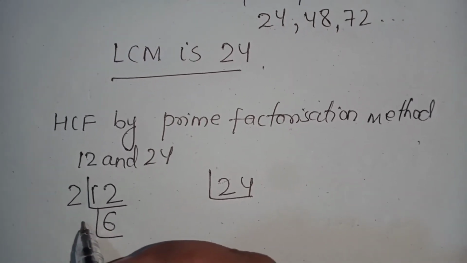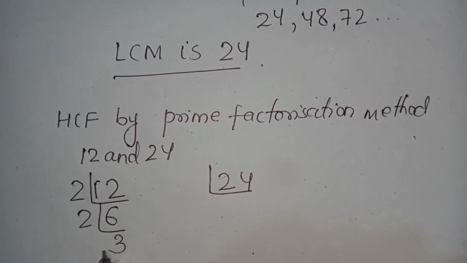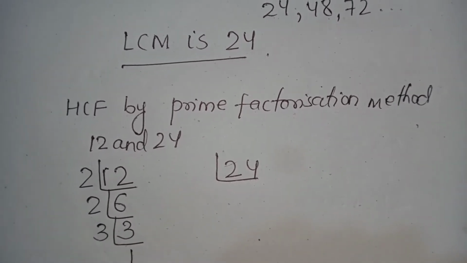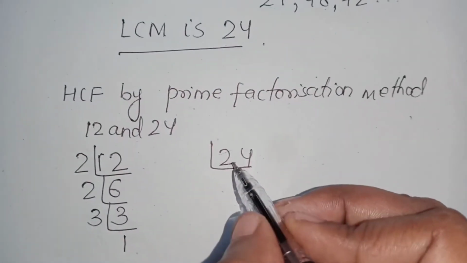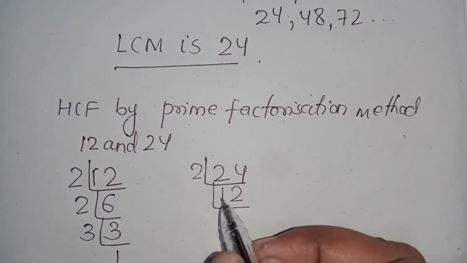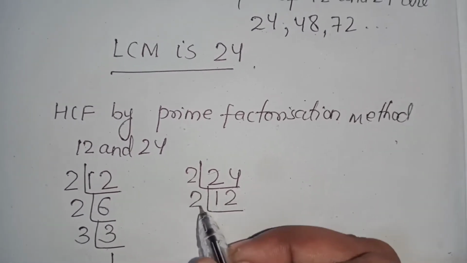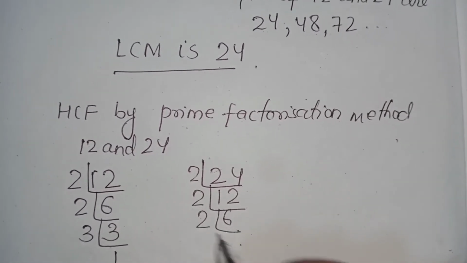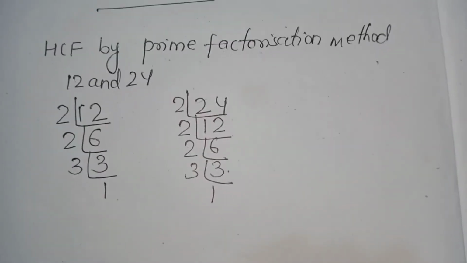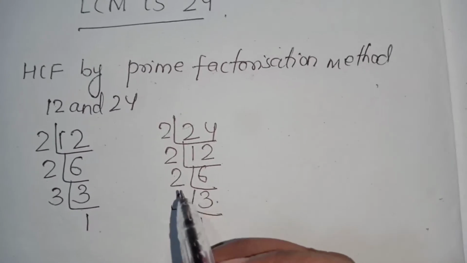Again this 6 will divide by 2. So 2 3s are 6. We got the prime number. It comes in its own table. 3 1s are 3. Okay. Now this one: 2 1s are 2, 2 2s are 4. Again this 12 is divisible by 2. 2 6s are 12. 2 3s are 6. 3 1s are 3. Okay, 3 is the prime. So these all are prime numbers.